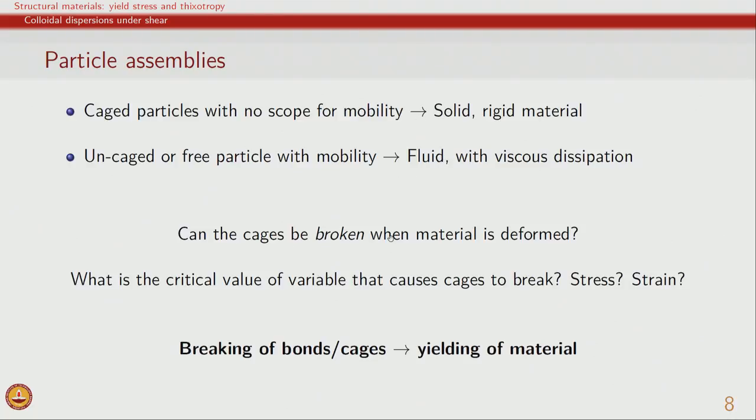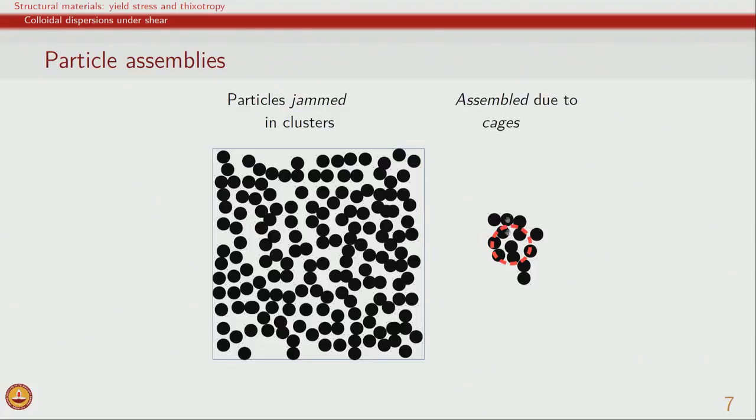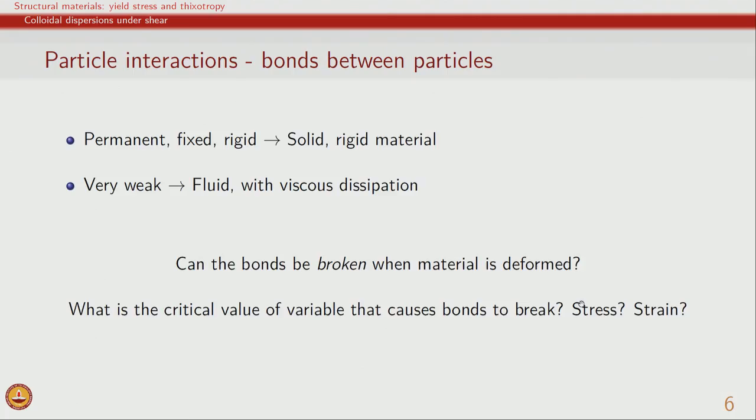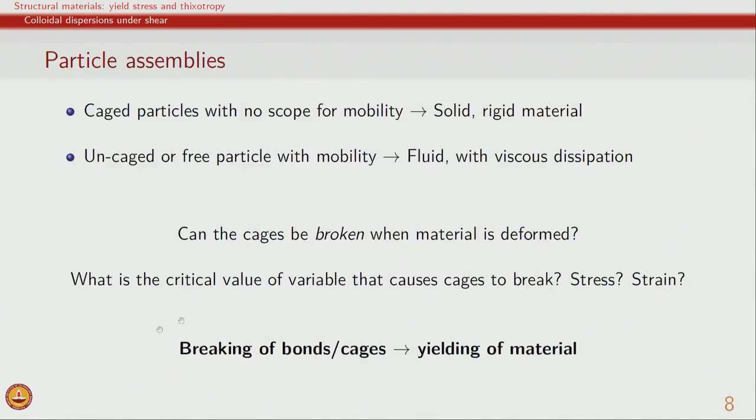And in all of this discussion, as we have said, we are only talking about breaking of bonds and cages. So, we can have the cages being broken so that particles can move out, or we can have the bonds being broken so that particles are free to move. In both cases we are talking about breaking of bonds and cages, and this is said to lead to yielding of the material. So, the material yields by which the bonds and cages are broken and it becomes more fluid-like.